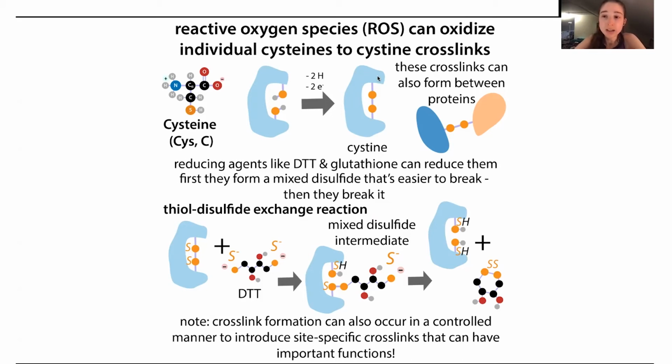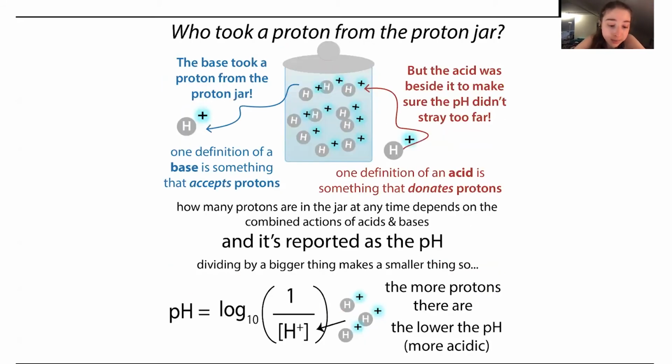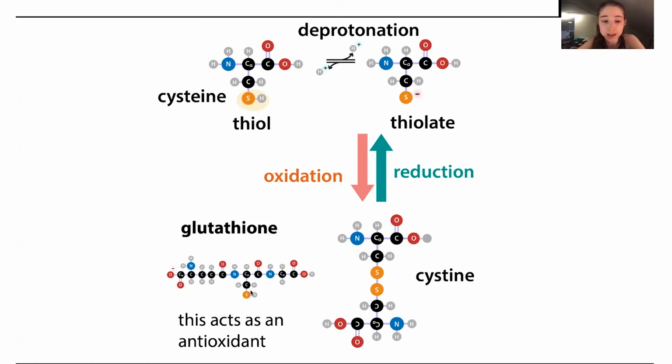Whereas when we're in the cytosol, the general cellular interior, we want to keep a reducing environment. And so we're going to keep a reducing environment using this molecule called glutathione. It's a tripeptide that can act as an antioxidant.